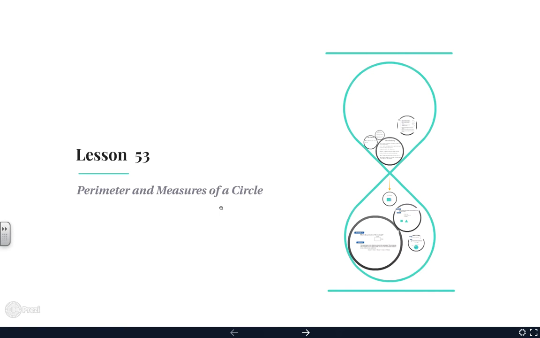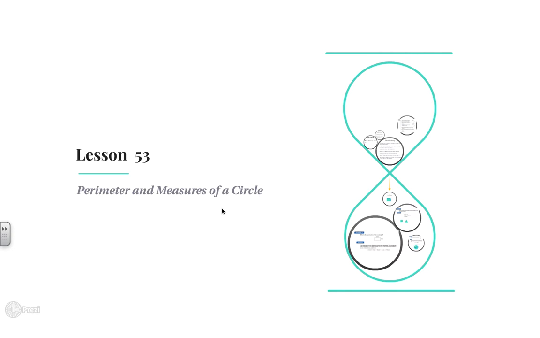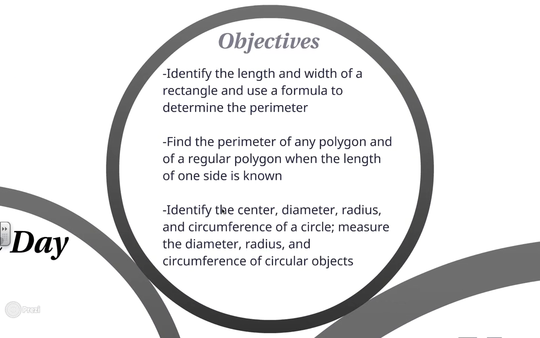We're on lesson 53, perimeters and measures of a circle. Our objective for today is to identify the length and width of a rectangle and use a formula to determine the perimeter. We're also going to find the perimeter of any polygon and of a regular polygon when the length of one side is known. And then we're going to identify the center, diameter, radius, and circumference of a circle. Measure the diameter, radius, and circumference of circular objects.